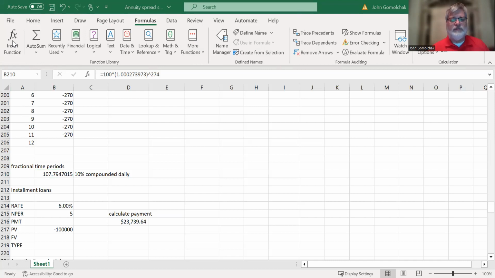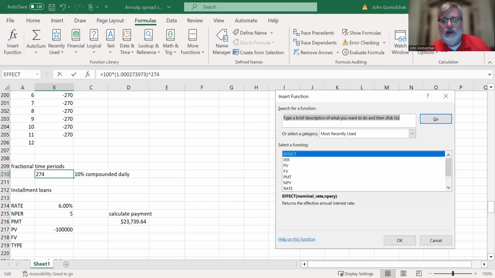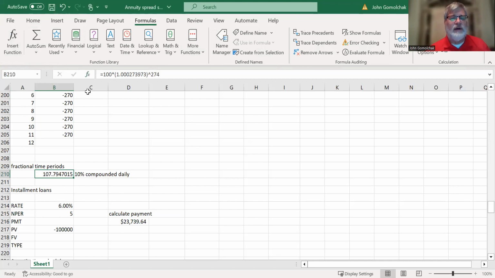So when I hit the insert function, you can see that I used effective. Did I use anything? What did I use here? No, I did the actual formula that they did.